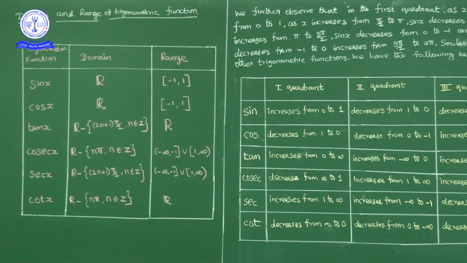But cos x is 0 for odd multiples of pi by 2. So tan is defined at all real numbers except at odd multiples of pi by 2. R minus means all real numbers minus odd multiples of pi by 2, that is (2n+1) into pi by 2 where n is an integer. So the domain of tan is all real numbers except odd multiples of pi by 2.